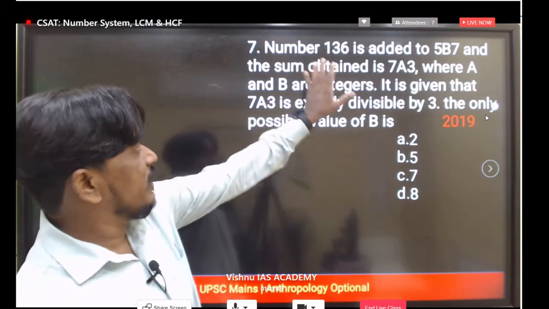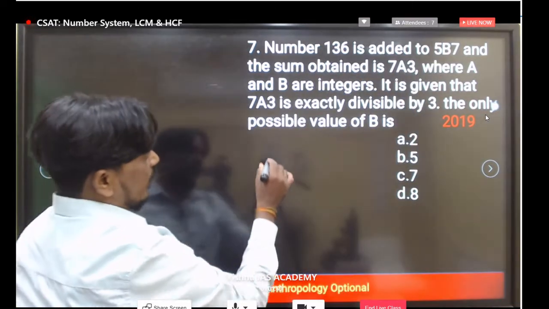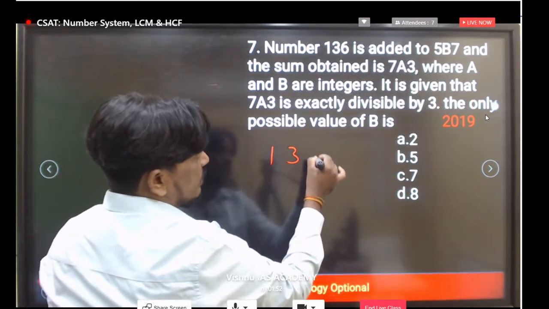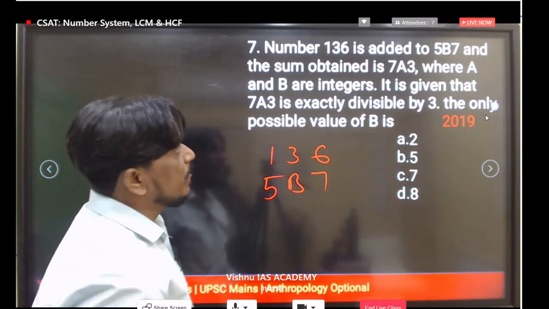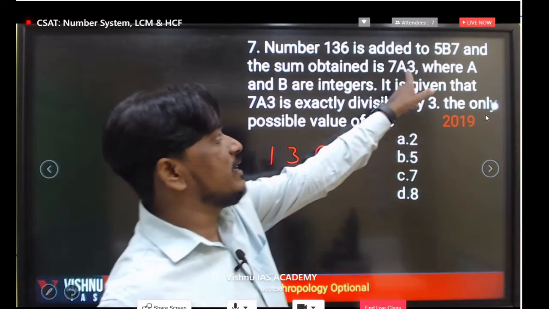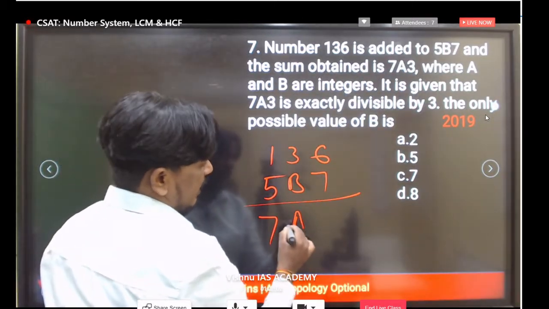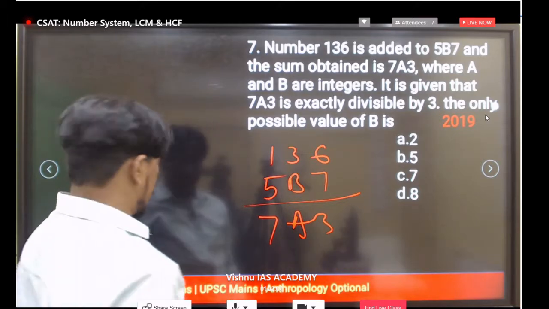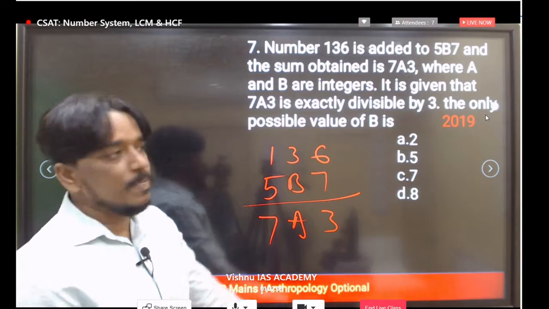So what is the data here? A number 136 is added to 5b7. 136 is added to 5b7, and the sum obtained is 7a3. This is the sum we are getting.